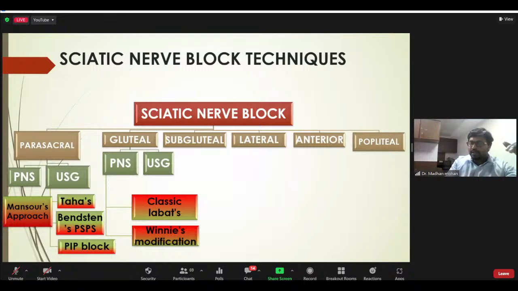If you go to the subgluteal level, again, so many named procedures are there. Some, depending upon the position of the patient and the approach of the needle, have been named differently. Coming to the other levels, you can block laterally, mainly at the level of the greater trochanter, and anteriorly also you can block. Suppose the patient is not able to be turned from supine to lateral or prone, we can do the anterior sciatic nerve block, keeping the patient supine, and popliteal will be the last level at which we can block the sciatic nerve proper.